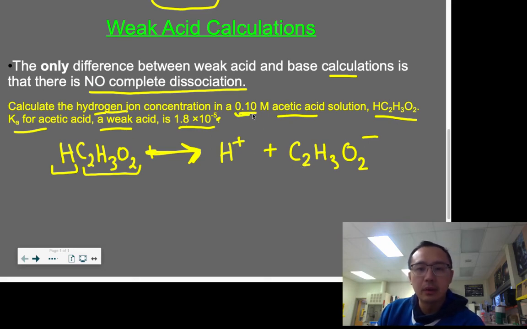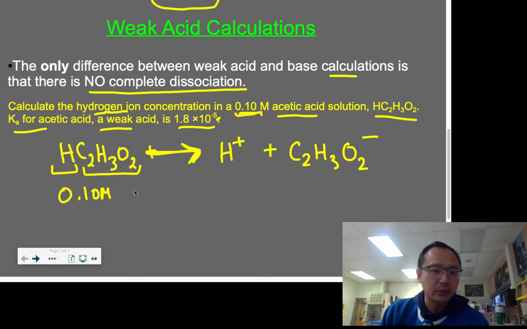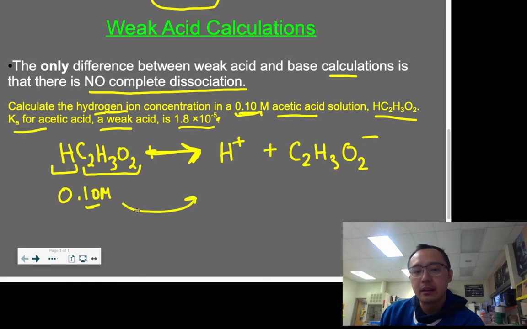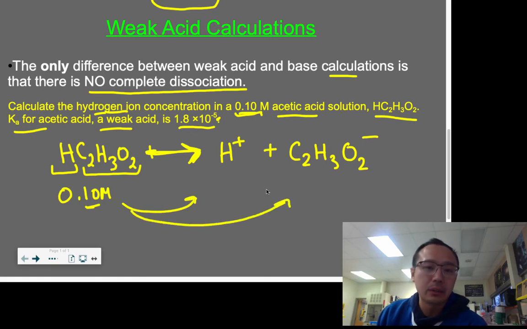Let's write in what we're given. So we have 0.1 molar. In a strong acid calculation question, you would have just put this amount into here and then also into here because it's a 1:1 ratio. However, in a weak acid solution, it does not dissociate completely. So this 0.1 molar will not dissociate into 0.1 molar of hydrogen ion. So you cannot make that assumption.